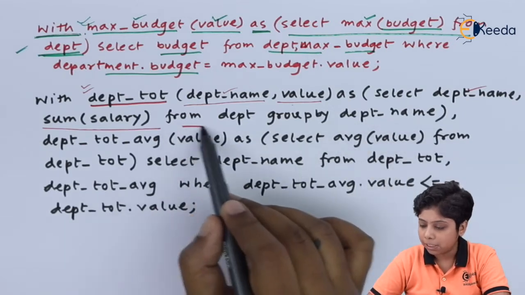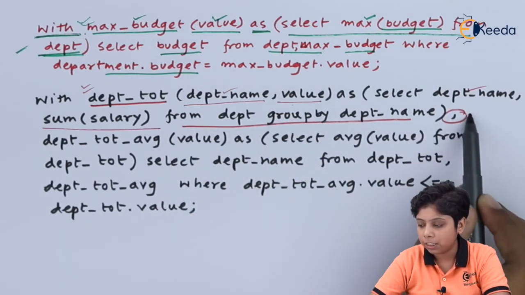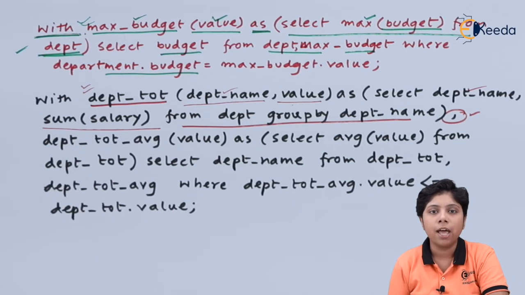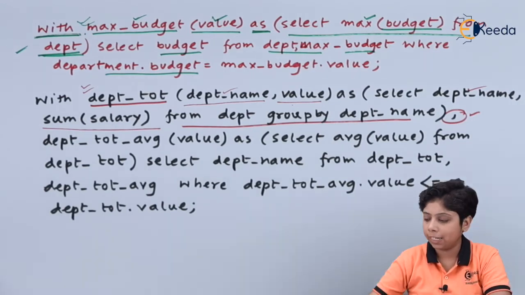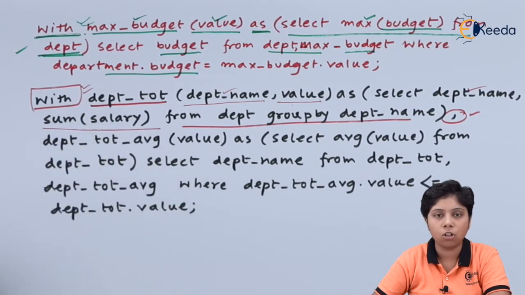Now I am checking this, and by this comma I am telling the query execution engine that there is one more relation that is to be used within this outer query, and that is also a part of this with clause.